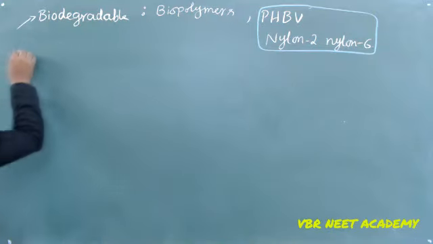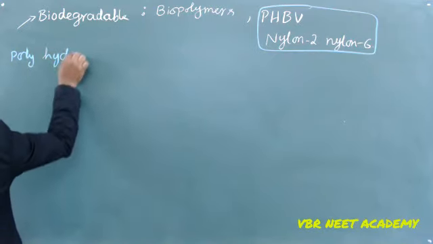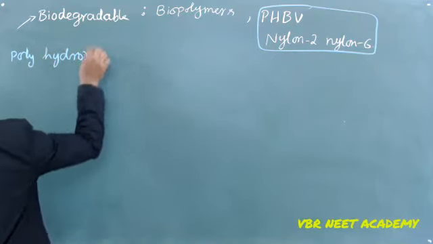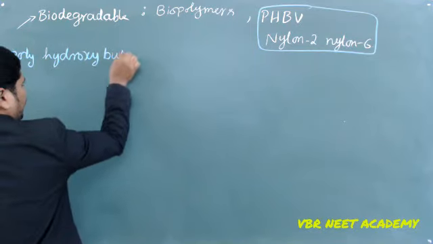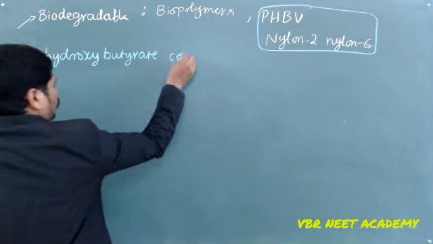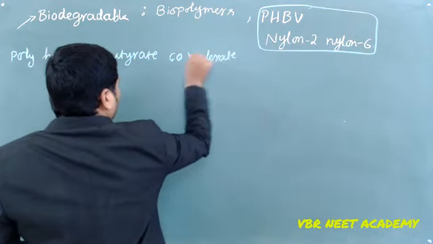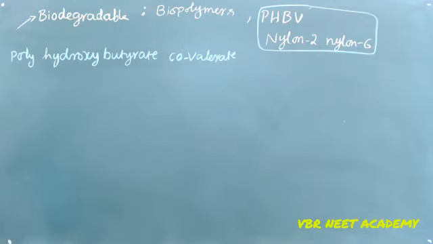So what is PHBV? Polyhydroxybutyrate covalerate. What do you mean by co? It's a copolymer. What is a copolymer?